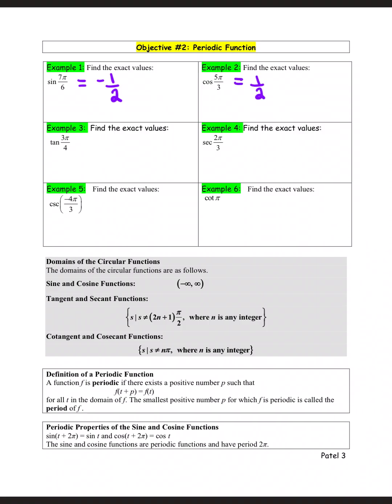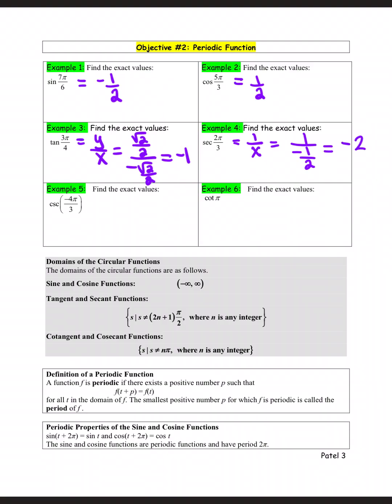Tan of 3 pi over 4: go to 3 pi over 4, and tangent is y over x. That point is negative square root of 2 over 2, comma square root of 2 over 2, so y is square root of 2 over 2, divided by negative square root of 2 over 2, and that'll give me negative 1. Secant of 2 pi over 3 is going to be 1 over x, so go to 2 pi over 3, and the x value is negative 1/2, so it's 1 over negative 1/2, or the reciprocal of negative 1/2, which is just negative 2.